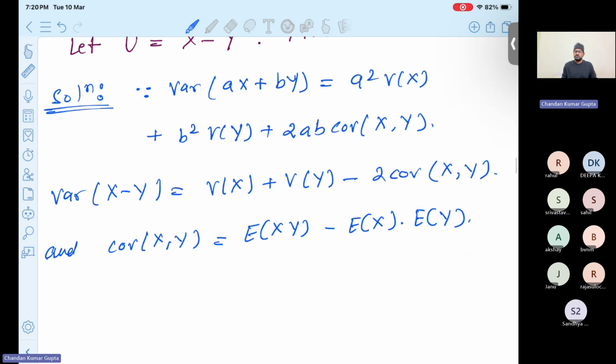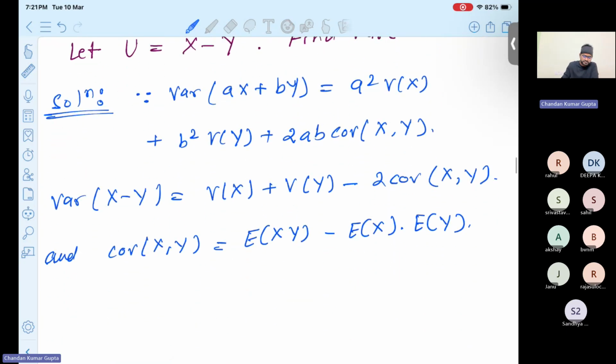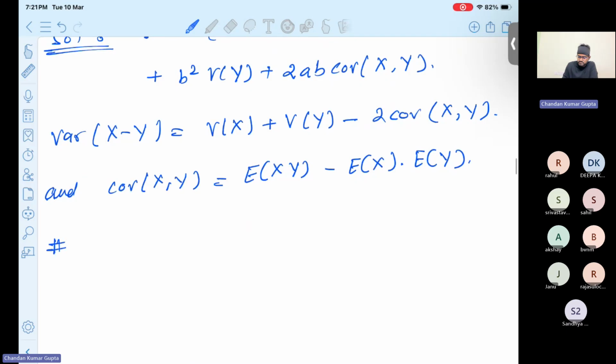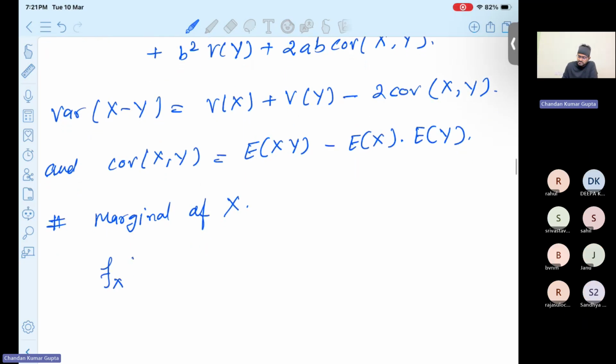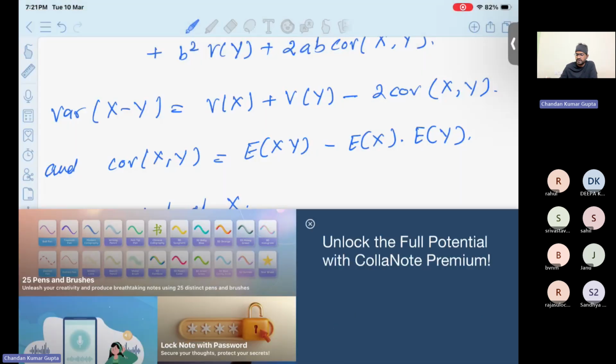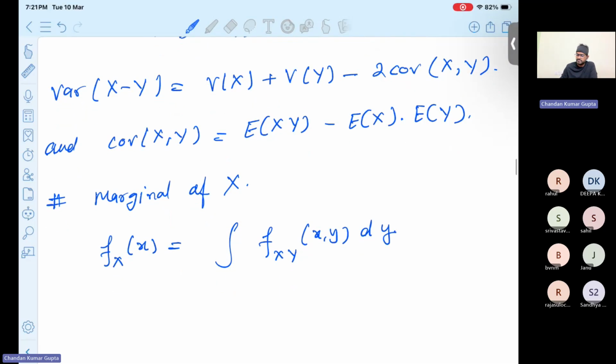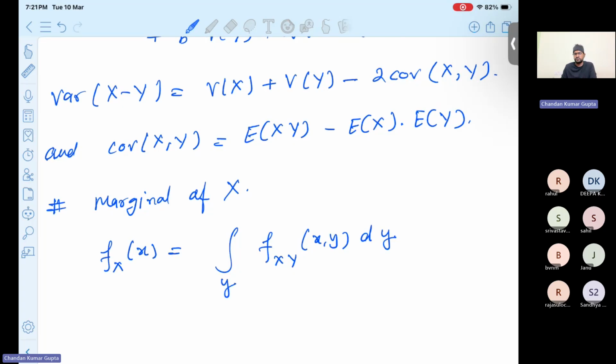So let's start with the marginal of x, because we are given the joint as x plus y. The marginal of x is the integral. If we need to find the marginal of x, then we will integrate with respect to y, and the range of y is given here as well.